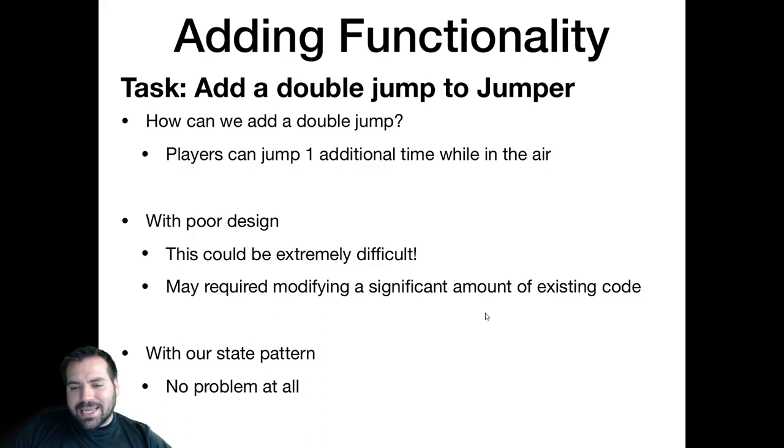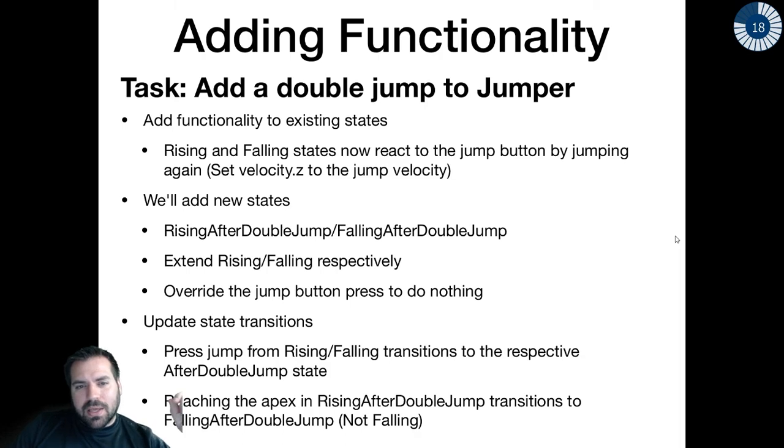We're going to have to retest a lot of code. We're probably going to break existing features. It's just going to be a bad time. With our state pattern, not really a problem at all. With our state pattern, if we're rising or falling, in either of those two states, and the jump button is pressed, we're going to set the z velocity to the jump velocity. So in rising and falling, if you jump, you get to jump again. And that's kind of it.